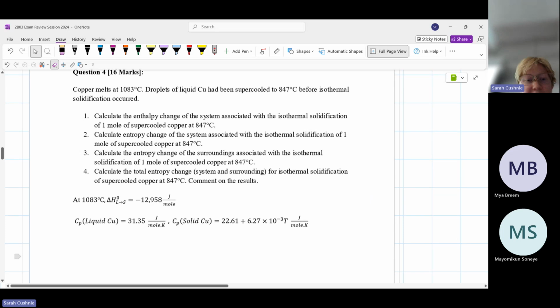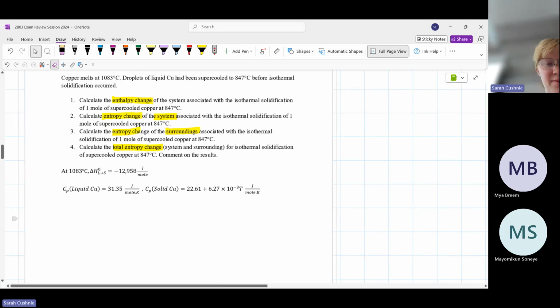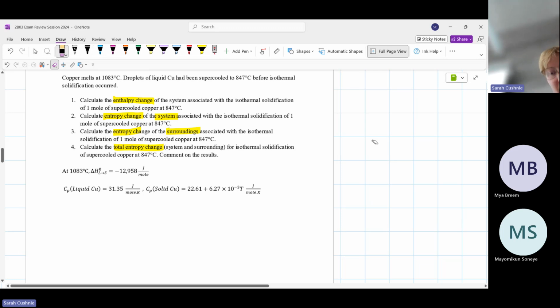And now we need to calculate the enthalpy change, the entropy change of the system, the entropy change of the surroundings, and then the total entropy change. Then we want to comment on the results, and we're given a bunch of these values. So this is where it becomes a bit of a calculator kind of thing. So we know that delta H is equal.